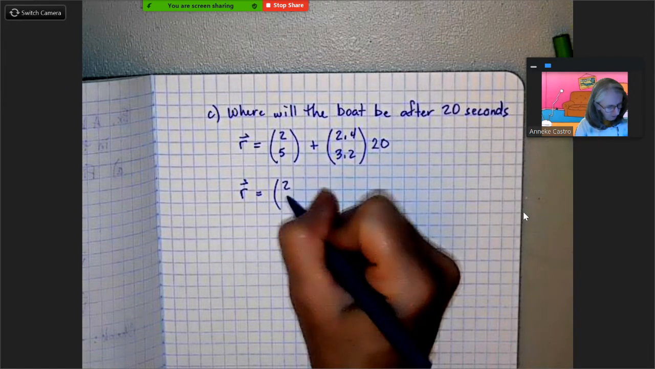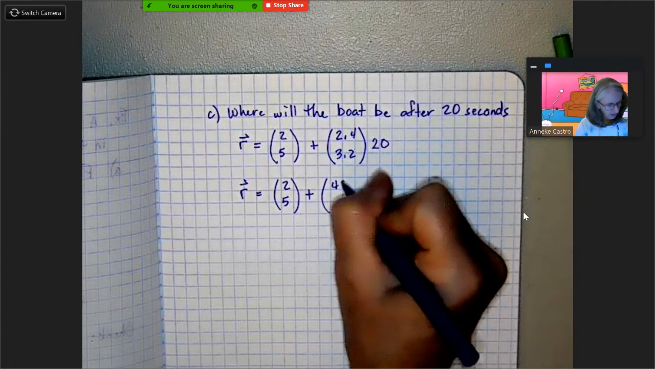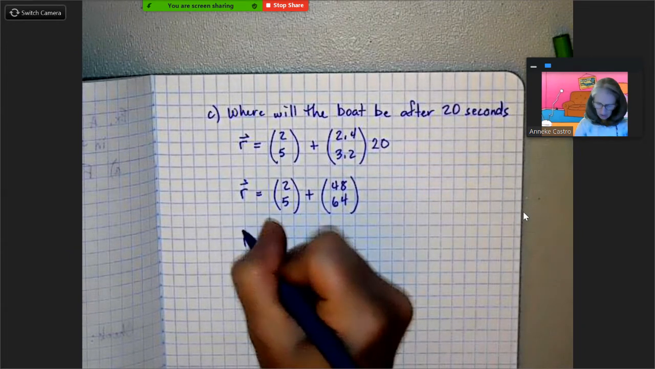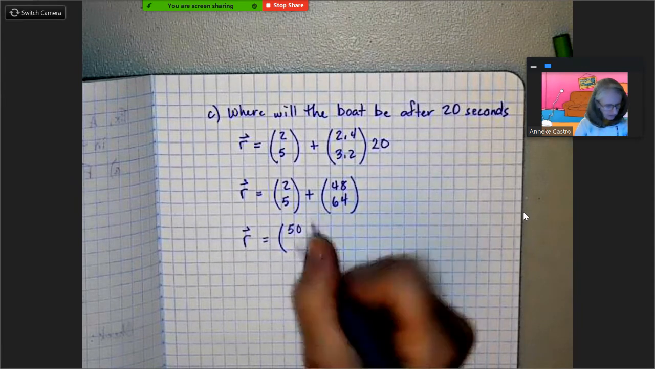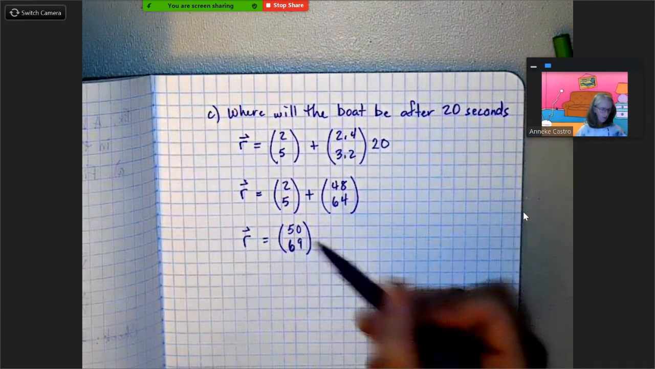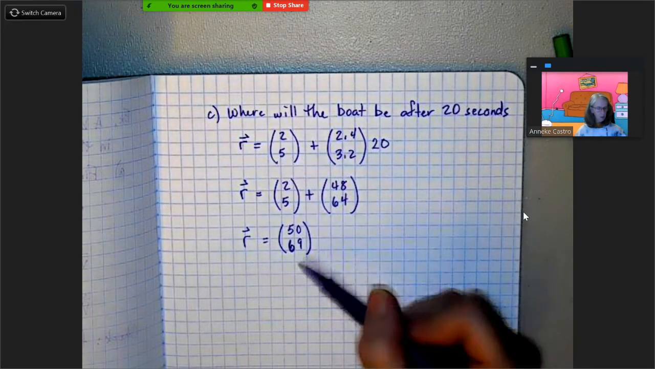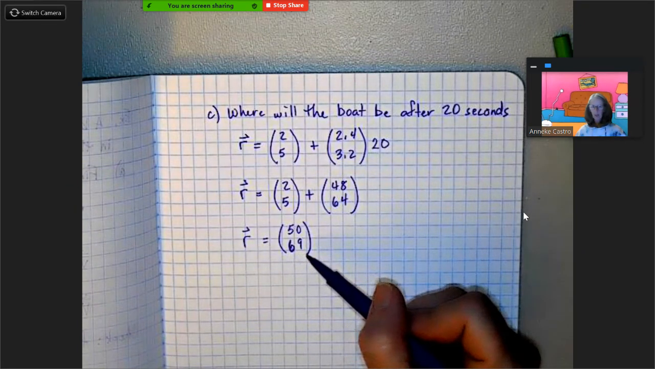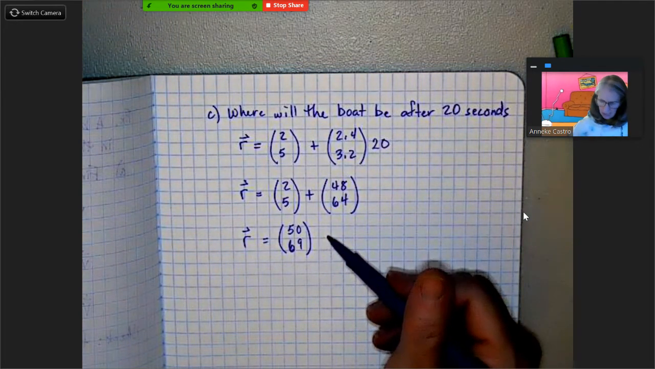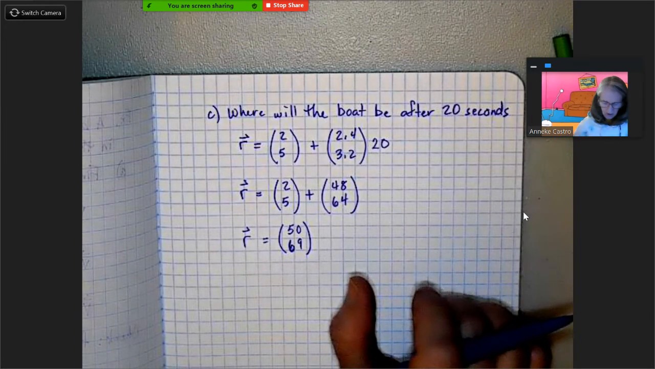So I'm going to multiply this out. I have 2, 5, and I multiplied this ahead of time. 20 times 2.4 is 48. And 20 times 3.2 is 64. And then I add those together, and I'm going to be at 50, 69. So the position of the boat after 20 seconds, it will now be 50 meters east and 69 meters north. So it started really close to the buoy, and now I know how far away from the buoy it has gotten after 20 seconds, assuming that 0, 0 is at a buoy. Okay, so that's how we can use our velocity equation to answer questions about the motions of objects.